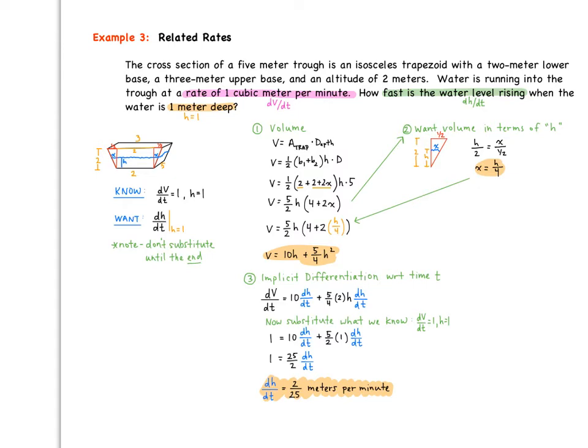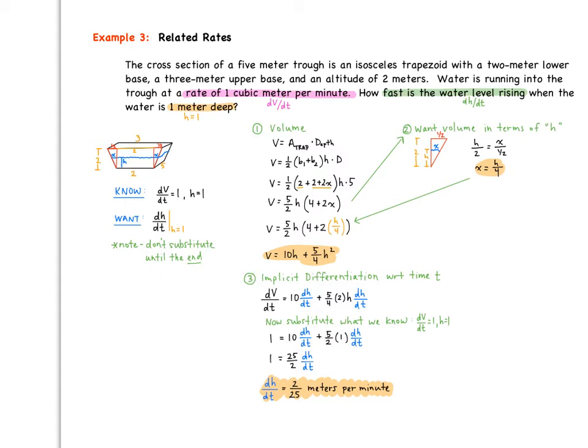The cross section of a 5-meter trough is an isosceles trapezoid with a 2-meter lower base, a 3-meter upper base, and an altitude of 2 meters. Water is running into the trough at a rate of 1 cubic meter per minute. How fast is the water level rising when the water is 1 meter deep?